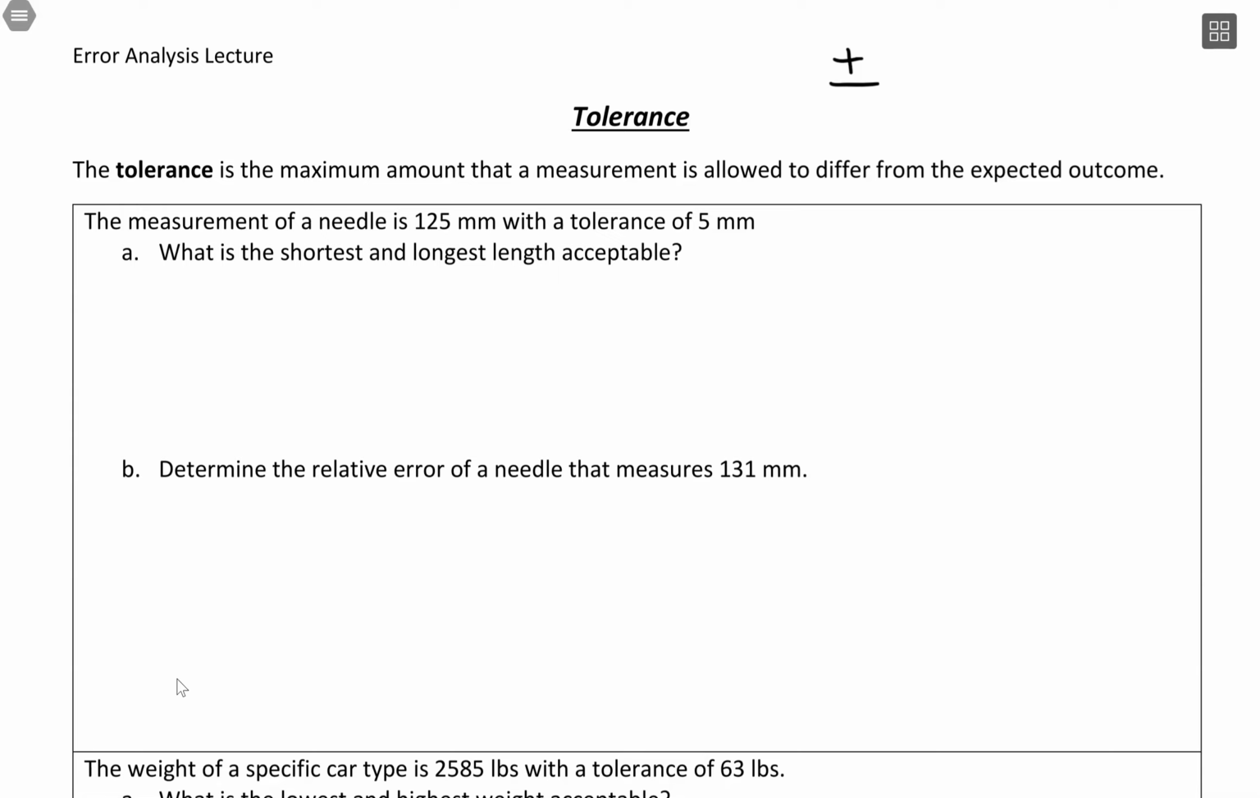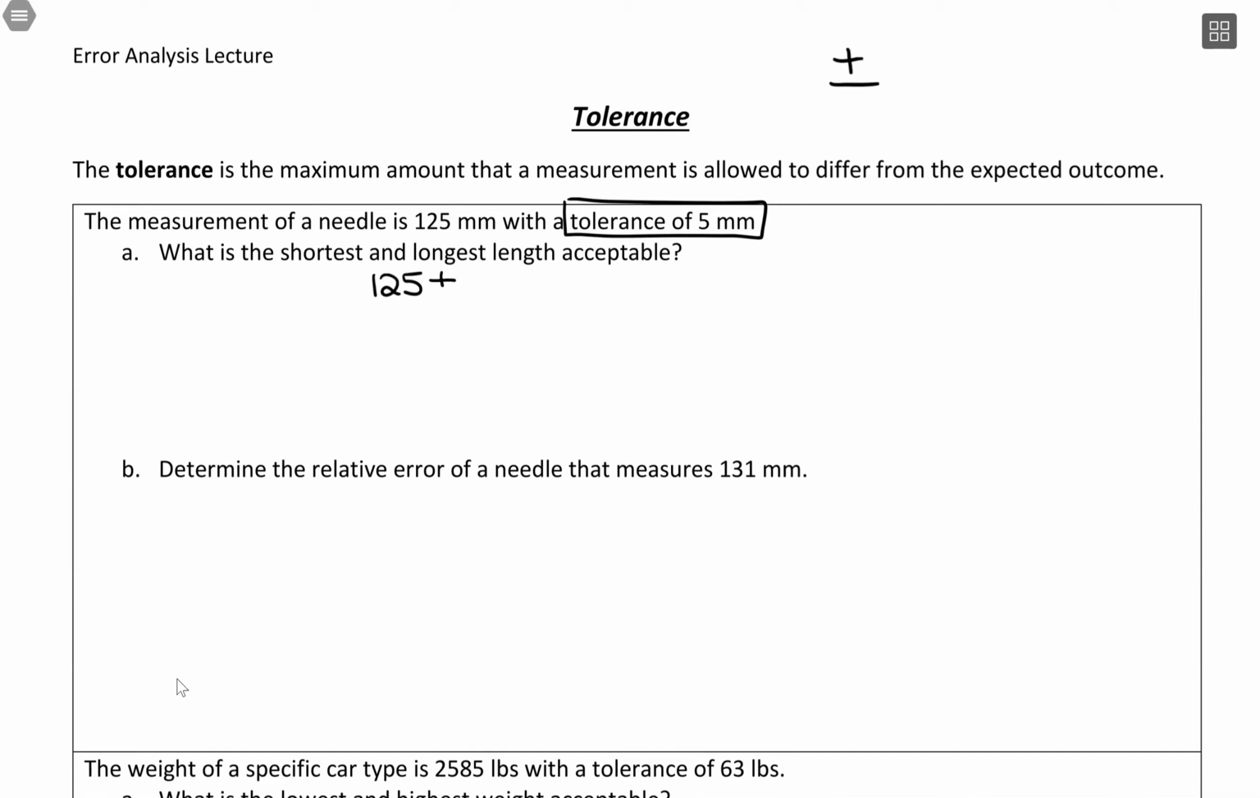So, for example, here we have the measurement of a needle is 125 millimeters with a tolerance of 5 millimeters. So what we can do is describe the shortest and longest length acceptable for this. The idea is taking this 125, and then this tolerance of 5 millimeters is how far above and below that value we can go.